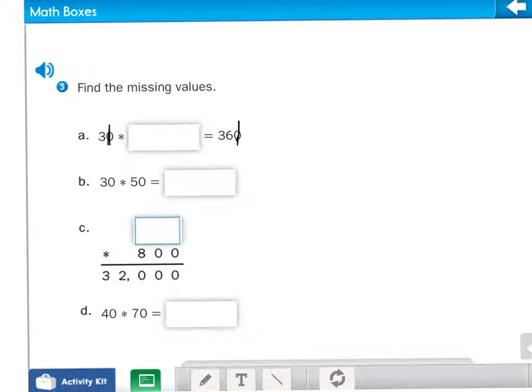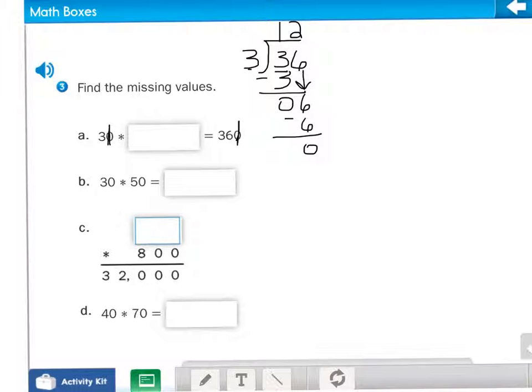So now I can easily look at that 3 and 36 and say 3 times what equals 36. And if you're not sure, it's going to be a little bit of division here. So we have 3 goes into 36. How many times? Well, 3 goes into 3 once. 1 times 3 is 3. When I subtract 3 from 3, I get 0. Bring down that 6. 3 goes into 6 2 times, and 2 times 3 is 6. When I subtract, I get 0. So I know that 3 times 12 is 36. So 12 is going to go in that box. Again, I didn't need to add any zeros because I already had that 0 attached to that 30. So A is 12.